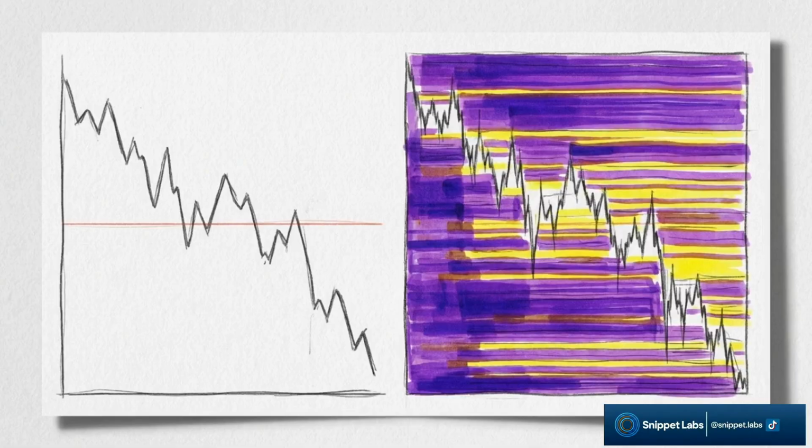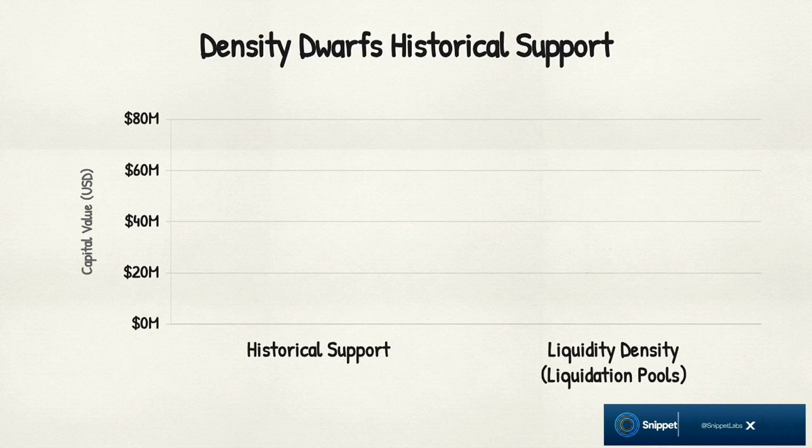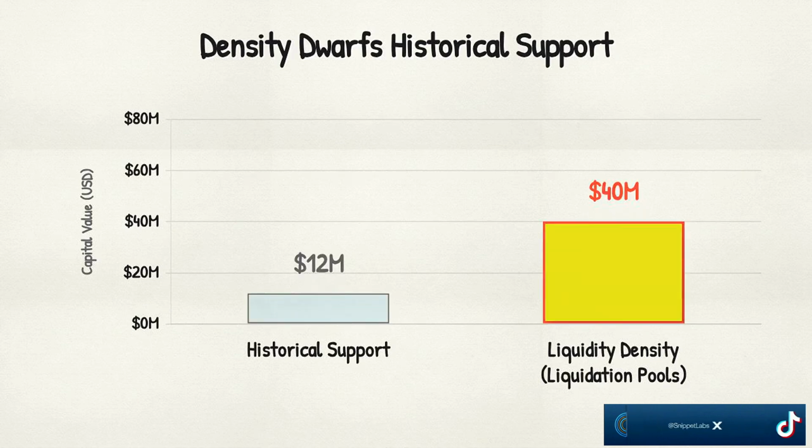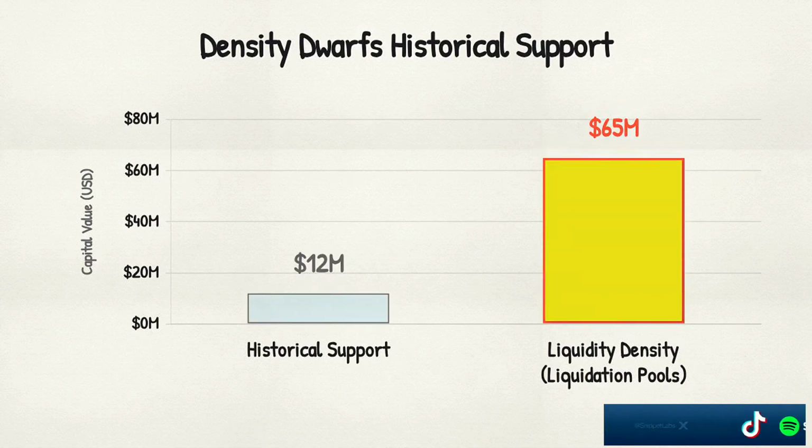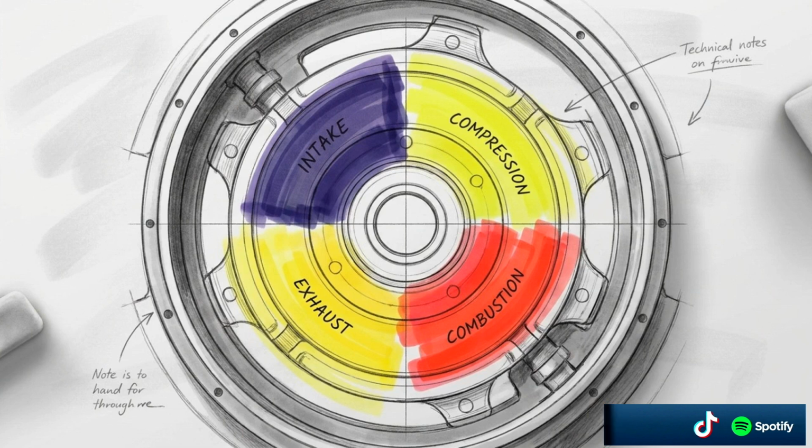Traditional analysis relies on arbitrary support lines, but the cold reality of order flow is different. In derivatives-heavy asset classes, historical support is secondary to real-time liquidity density. The 4-day sweep and flush cycle observed here is a standard recurring engine of market movement.